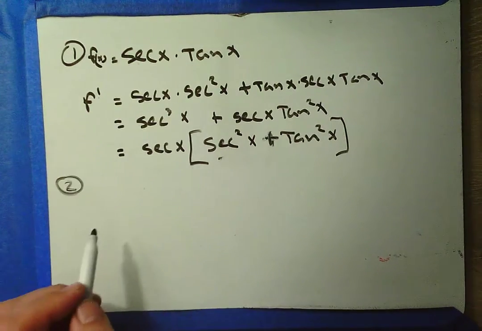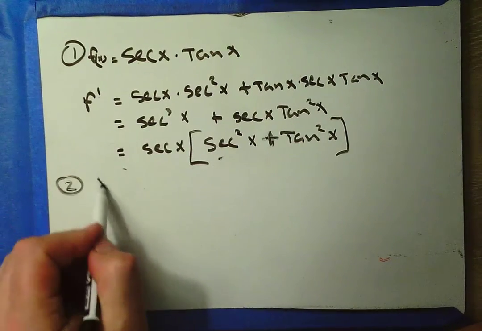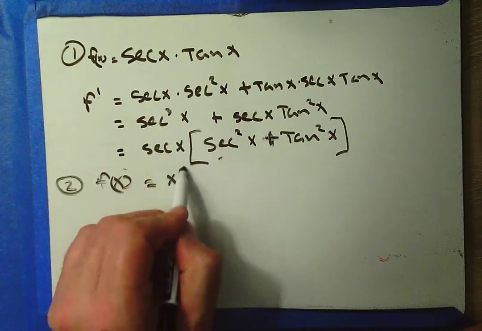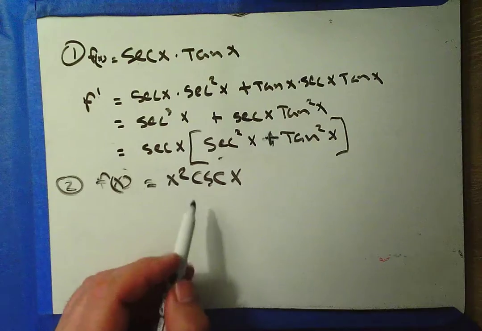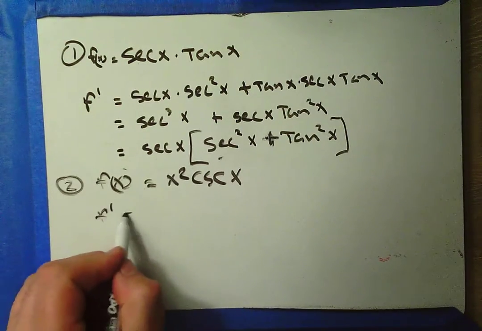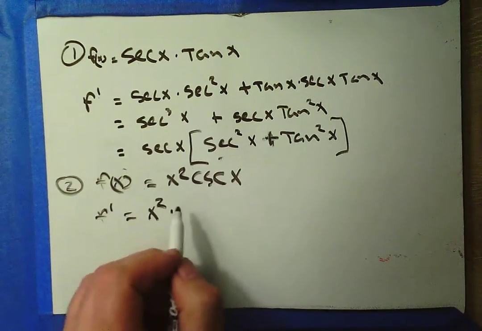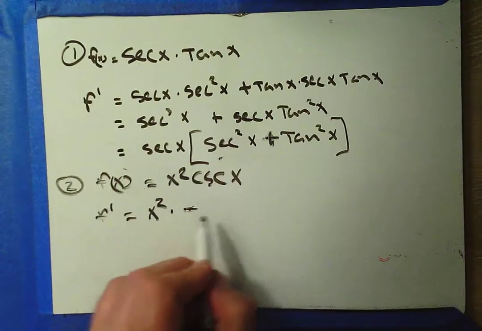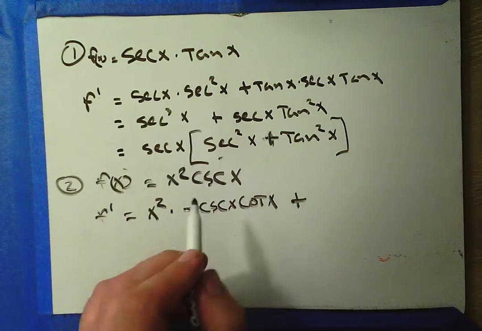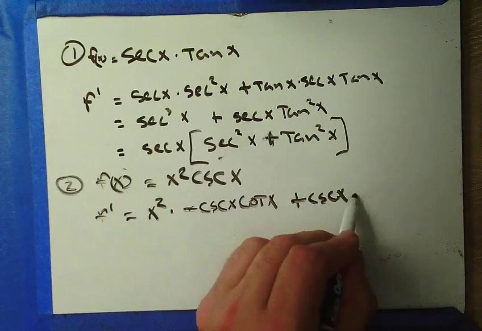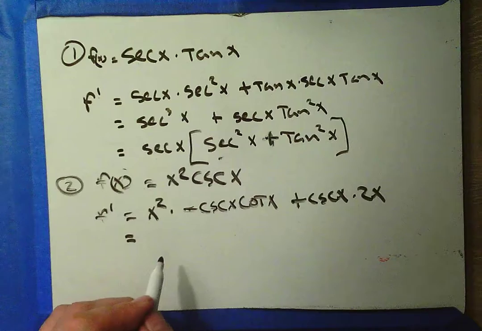2 is, oops, I should really start with f of x equals x squared cosecant x. So again, I see a product, so let's do the product rule. F prime equals this times the derivative of that. X squared times the derivative of cosecant is negative cosecant cotangent, plus this cosecant times the derivative of that, which is 2x, using our polynomial shortcut.